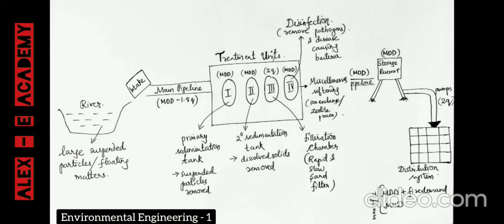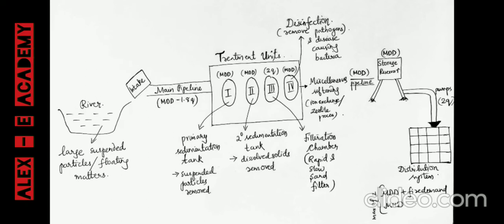Here we should know that for the distribution system I have shown, I have written 2 things at the bottom. The distribution system is designed for the maximum of 2 values. One is MDD plus fire demand, the other is MHD. Whichever is greater in these two, MDD plus fire demand gives a value, MHD gives a value, whichever of these is the maximum, for that we design the distribution system.